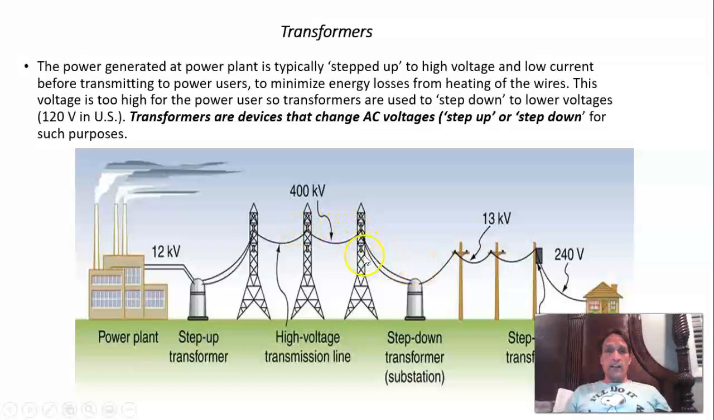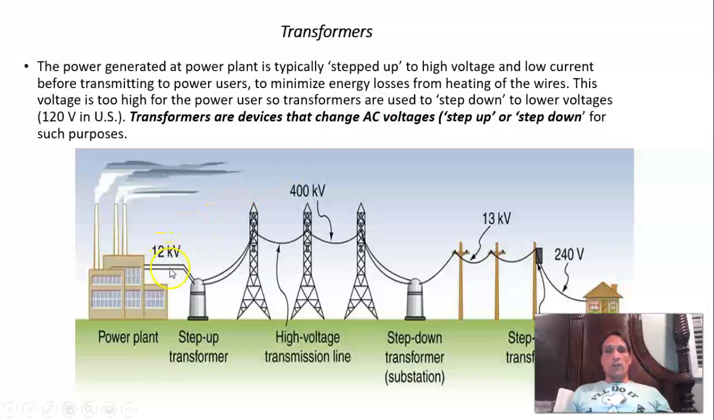Now that's all fine and dandy, we transmit that, but the problem is now you get down to your house and for most of your appliances, this voltage is too high to be practical. So we need to step this down to a lower voltage, okay? Lower voltage at a higher current, okay? Now how do we do this? We change the voltage using these devices called transformers, okay? And transformers are devices that change the AC voltages, okay?